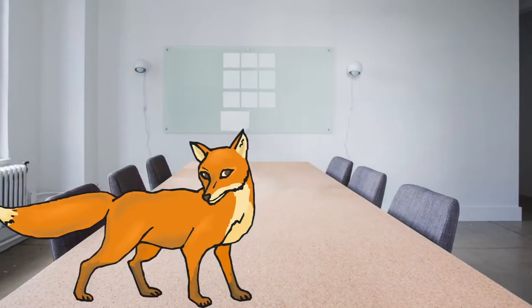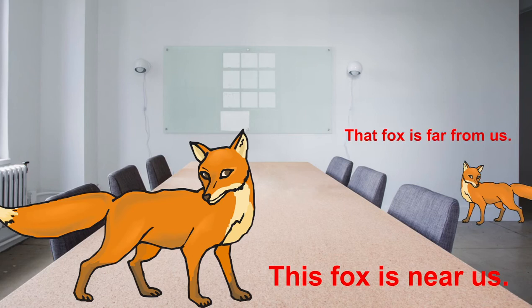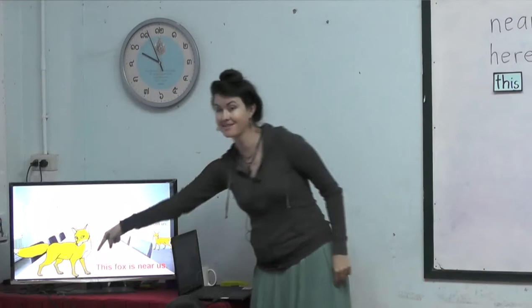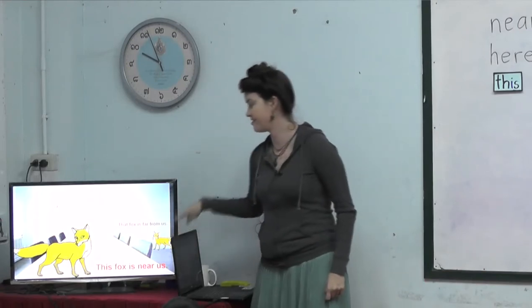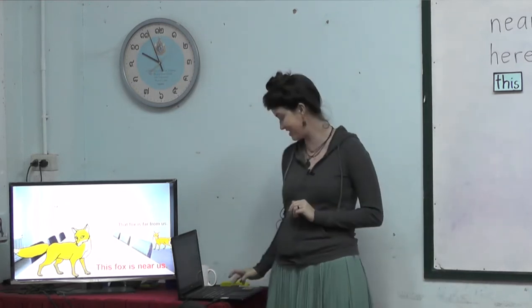What is this? A wolf or a fox? Good. This fox or that fox? What do you think? This. Near. Good. It's this because we say near. This fox is near us. That fox is far from us. He's all the way over there. He's far from us. So this fox is near us. That fox is far from us. Good job, friends.